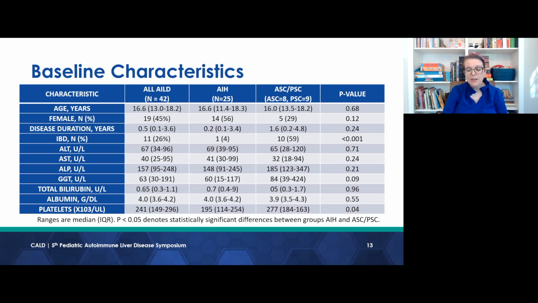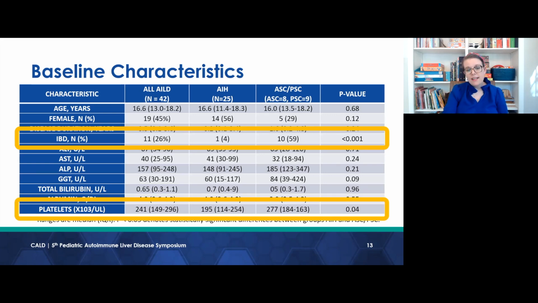So 42 children and young adults with autoimmune liver disease, including 25 with autoimmune hepatitis, and the rest having either autoimmune sclerosing cholangitis or PSC. I'd like to highlight that the significant differences in this cohort are that there were far more kids who had autoimmune sclerosing cholangitis or PSC who also had concurrent inflammatory bowel disease. Interestingly, the platelet values were slightly lower for kids with autoimmune hepatitis.